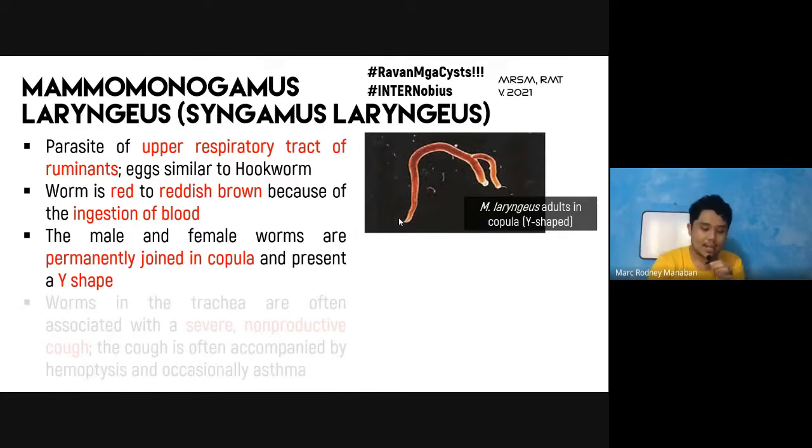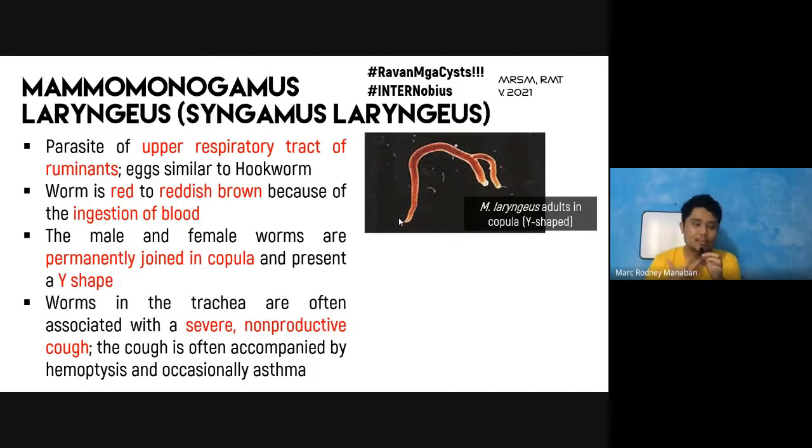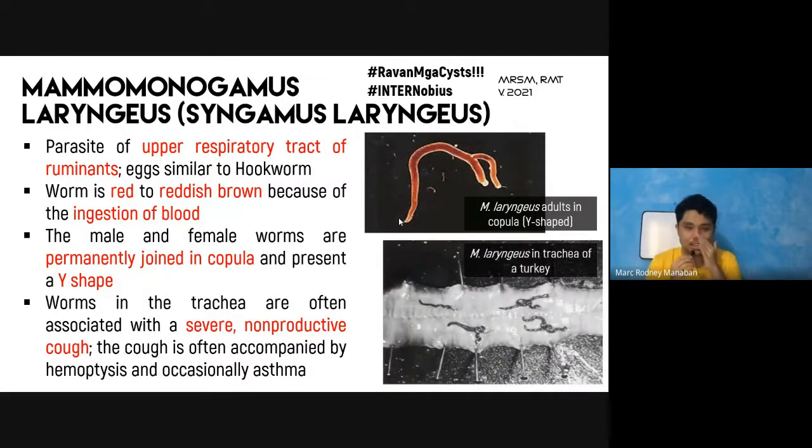All right. Now, the worms live in the trachea. Therefore, the symptoms are usually a severe, non-productive cough, meaning you don't have phlegm. The cough is also accompanied by hemoptysis, or blood, or there could also be asthma. Here's an example of the worms in the trachea of a turkey. Again, Y shape because the male and female are permanently joined in copula.